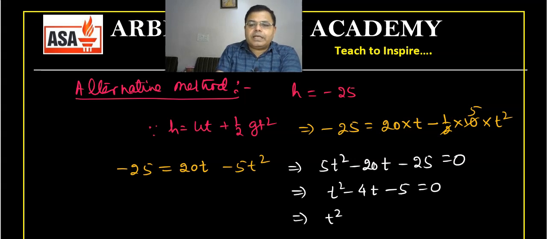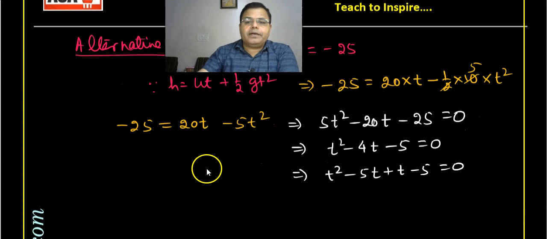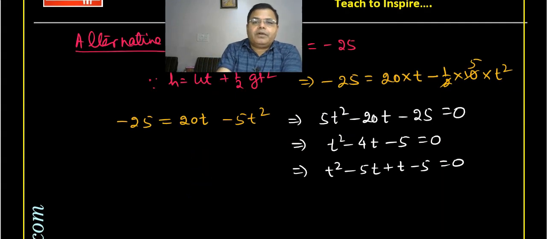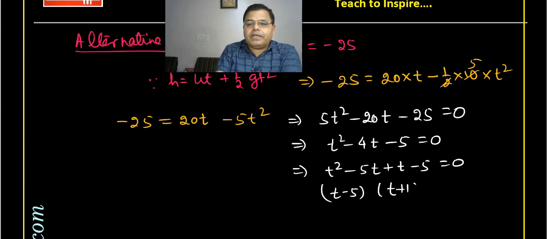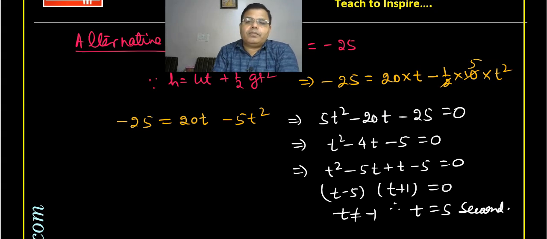And further, this can be written as t square minus 5t plus t minus 5 is equal to 0. You can break them up, and now you will get t minus 5 and t plus 1 is equal to 0. So in that case t cannot be minus 1, therefore t is equal to 5 second. And this method you can use to solve any questions related to when a body is thrown from a certain height.